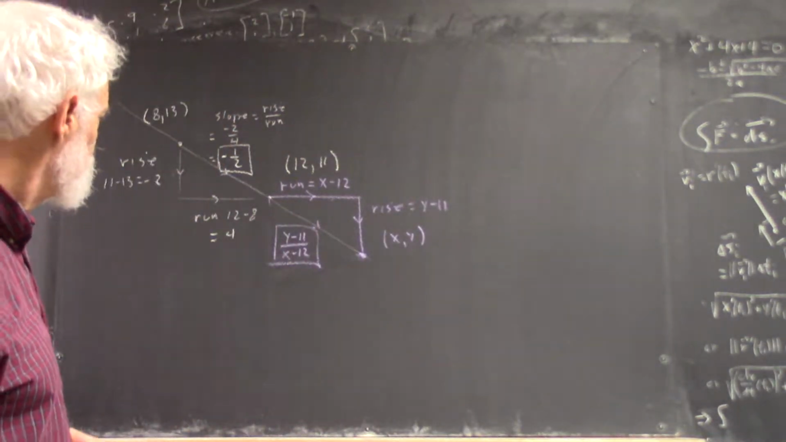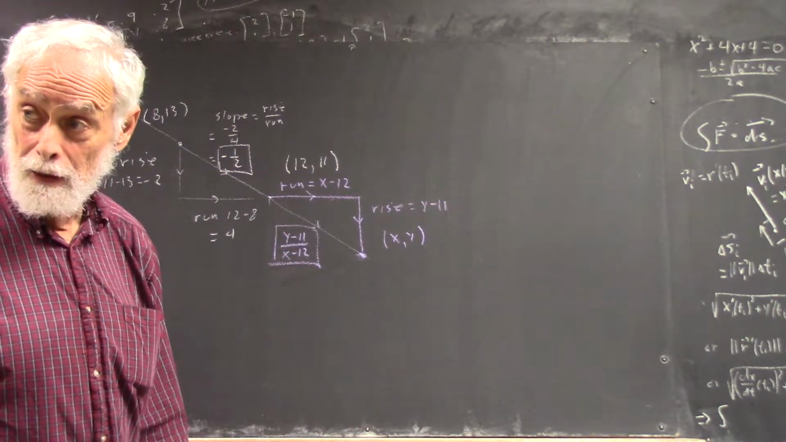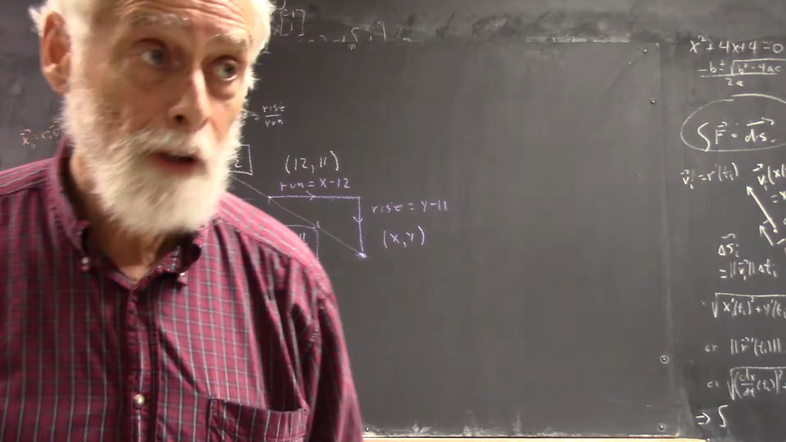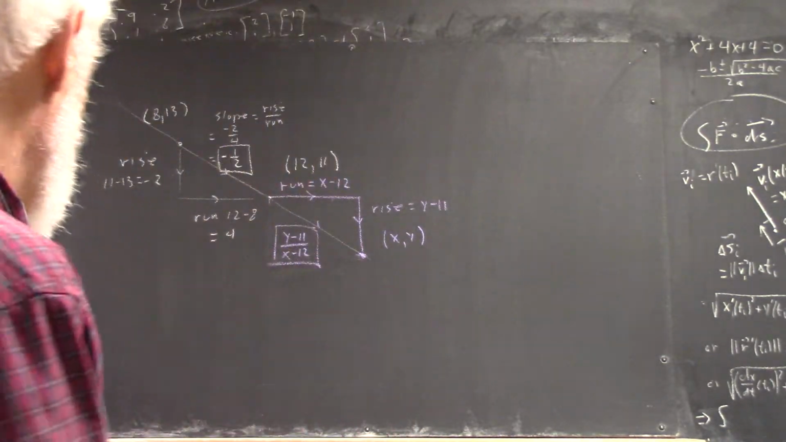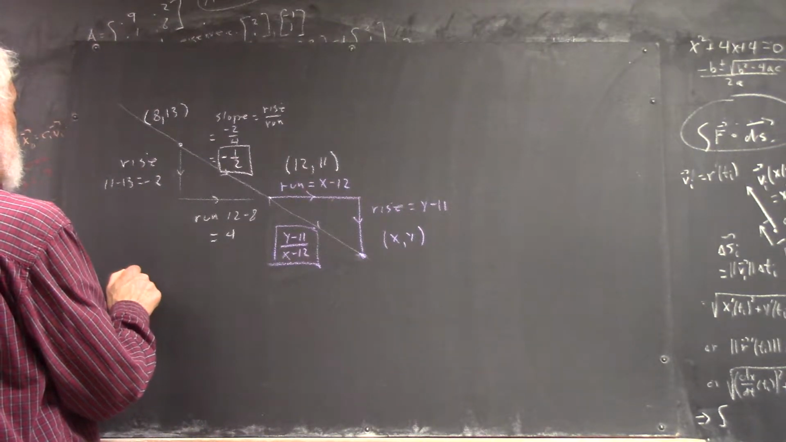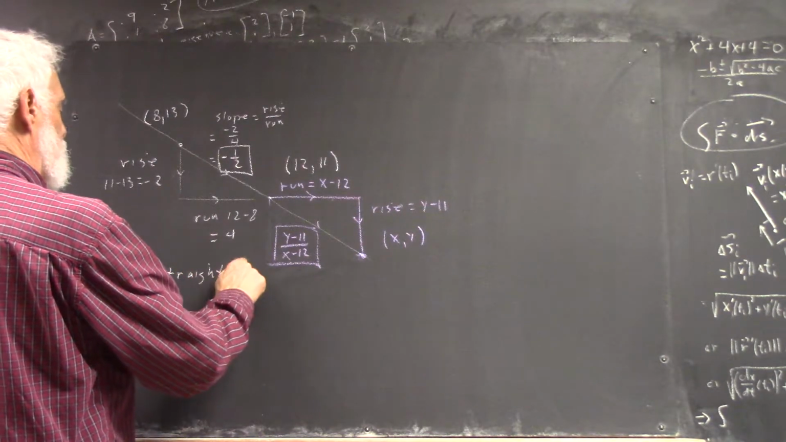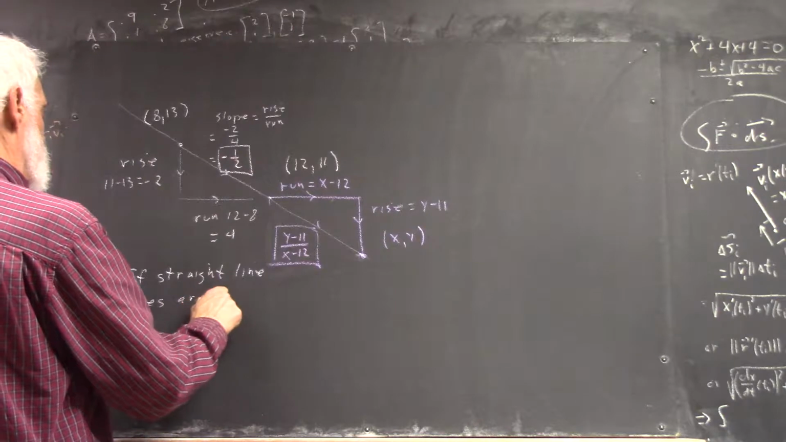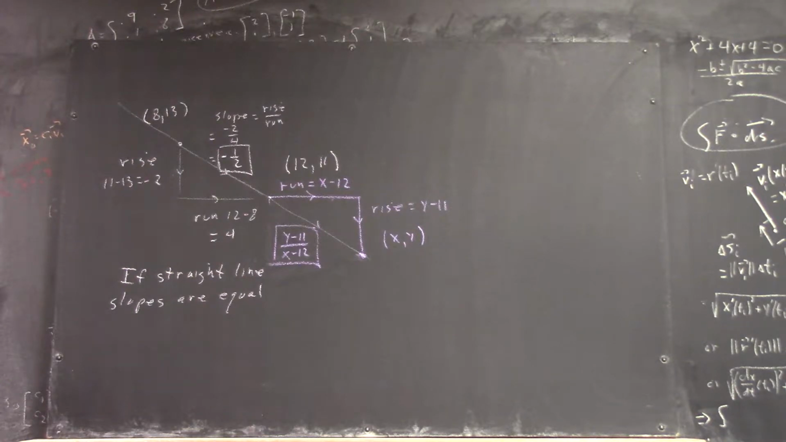Now, this is a straight line here, it's supposed to be. It's supposed to represent a straight line. What do you know about the slope of a straight line? It's always the same between any 2 points, right? So if this is a straight line, the slopes are equal. Okay?